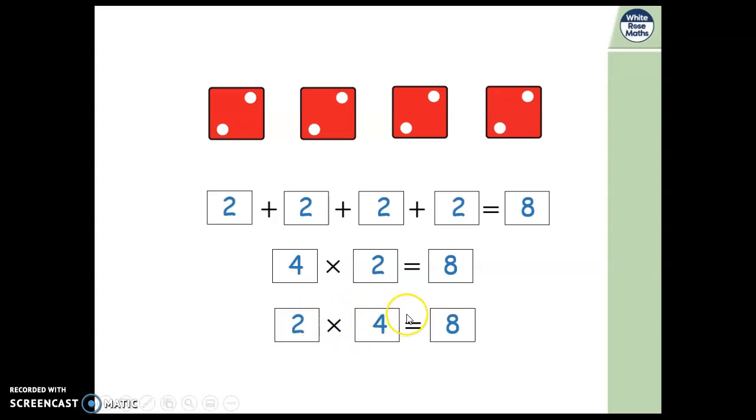Now, if we were to look at that using these pictures, we would then have to think about, right, well, these are 4 groups, we need to make 2 groups of 4. So if we put a circle around these two dice here, that would be 1 group, that would be 2 groups, and actually we've got 1, 2, 3, 4 in each of those groups.